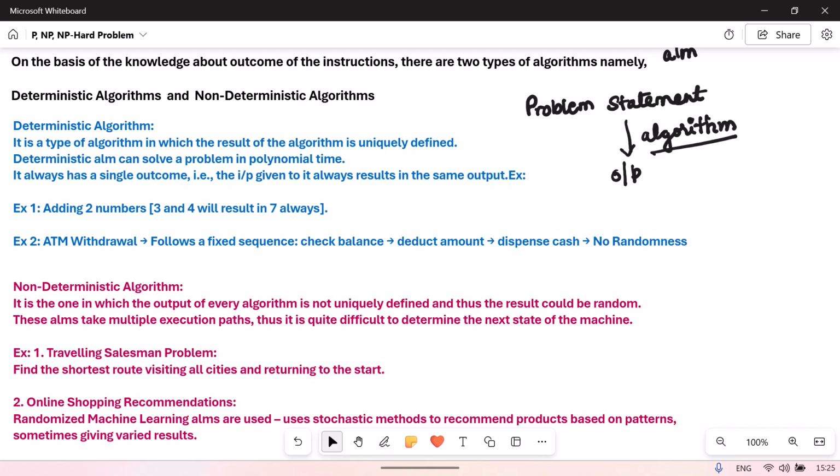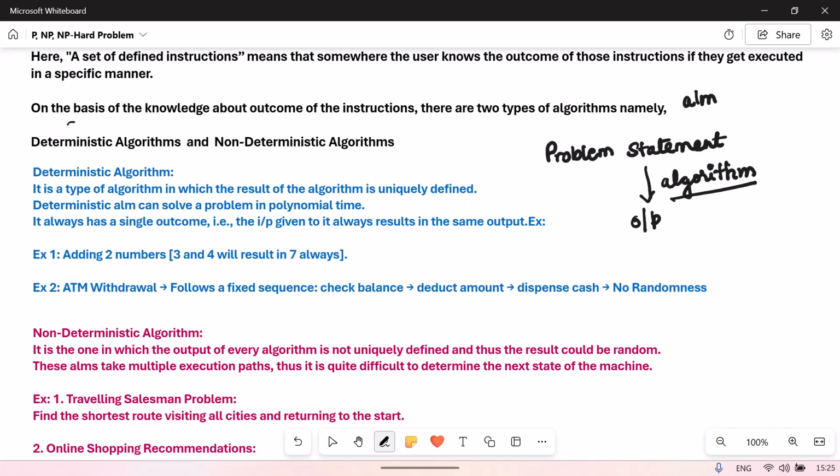Now, when you are writing an algorithm, there are two types of algorithms. On the basis of the knowledge about the outcome of the instructions, there are deterministic algorithms and non-deterministic algorithms. When you write an algorithm, your intention is to get the desired output, and based on the type of output you get, algorithms are divided into deterministic and non-deterministic.